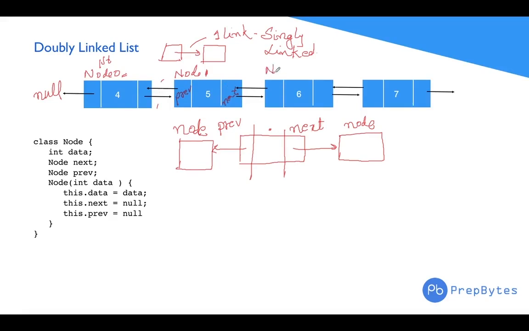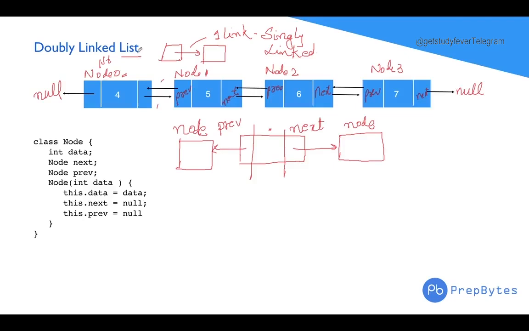Similarly, this is node 2, so the prev of node 2 has a reference to node 1 and the next of node 1 is pointing to node 2. Similarly, we'll have a next pointing to node 3 and the prev of node 3 will be pointing to node 2. Since this is the last node and we don't have any further nodes, the next of node 3 will be pointing to null. So as you can see, there is a double link between every node. Hence, this is known as doubly linked list.